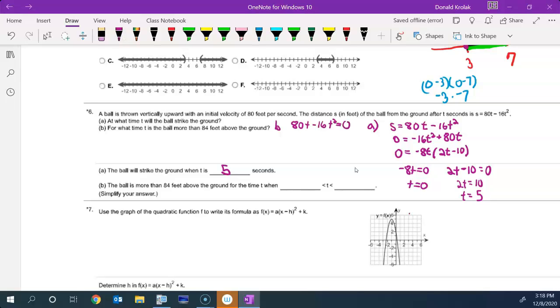And then another way would be to graph it and then draw a line at 84 and take the information from the graph on the two different times. All right, so let's take a look at the graph when we do this.